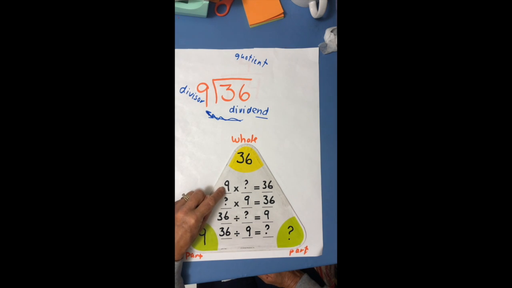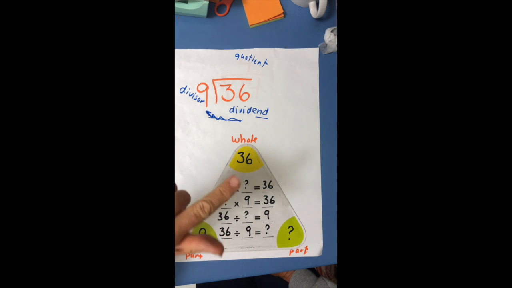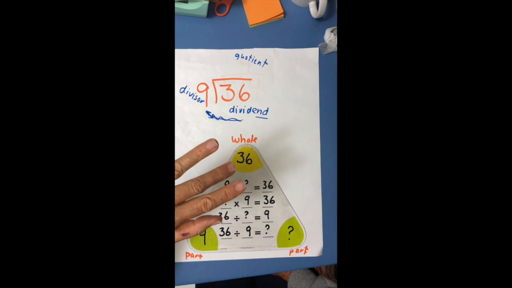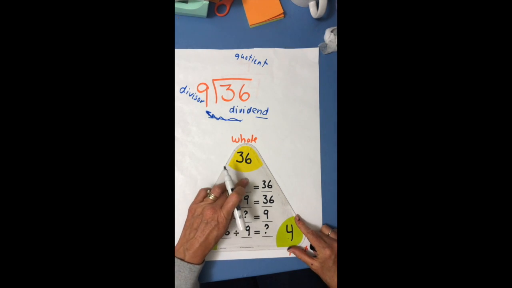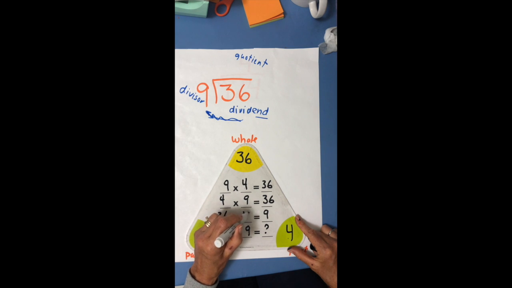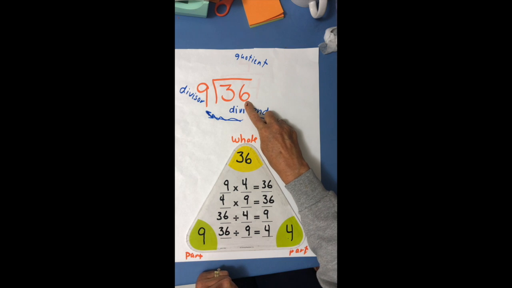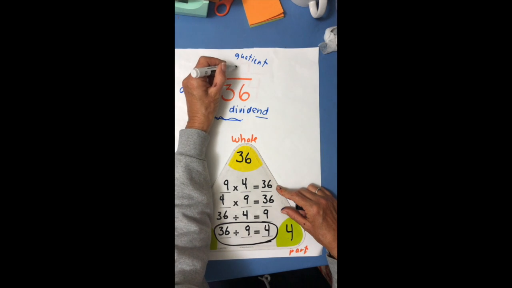This one makes me feel the most comfortable, so I'm going to solve this one. I'm going to skip count by nines until I get to 36 on my fingers. So 9, 18, 27, 36. I got to 36, so that's 1, 2, 3, 4 fingers. So I know my missing number is 4. Wherever I have the question mark, I put a 4. And you can see I'm solving all these division problems by using multiplication. So now all I have to do is look for this problem. 36 divided by 9, that would be here, is equal to 4.